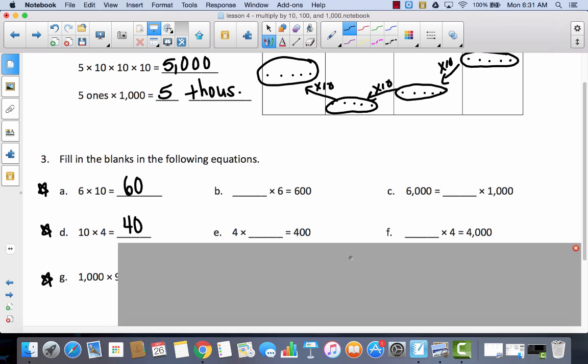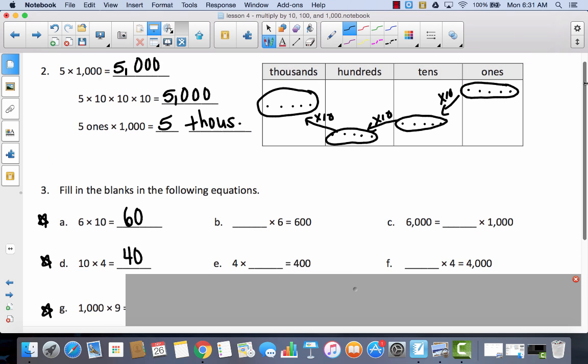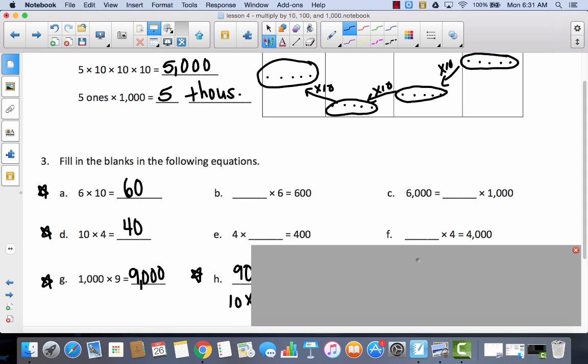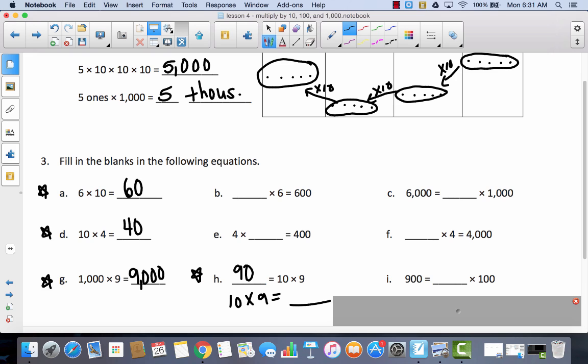For G, I had 9 times 1,000. So that meant that I had 9 ones, and I multiplied them times 10, times 10, times 10, which gives me 9 thousands, or 9,000. And then for this one, it was the same problem as A and D, it was just turned around backwards. So I had 9 times 10, which was equal to 90. All right, now let's take a look at these other problems.